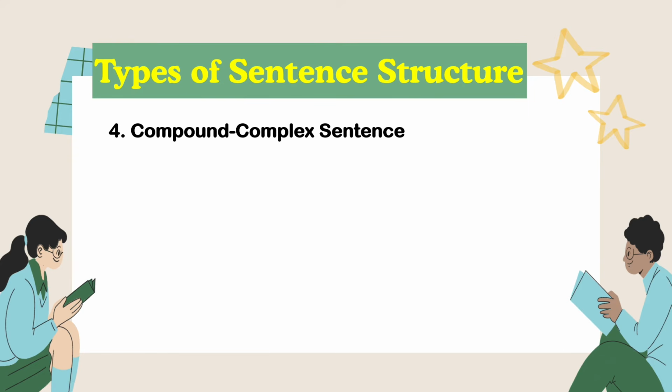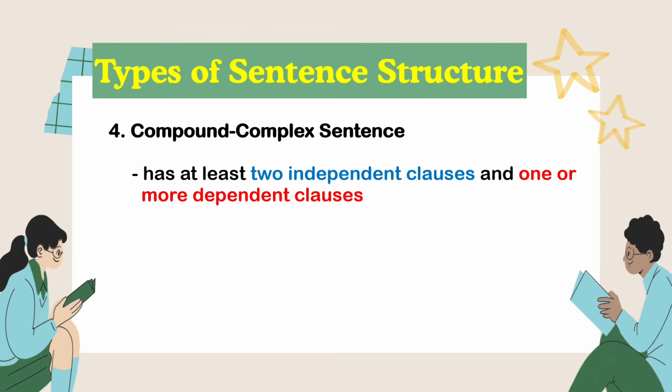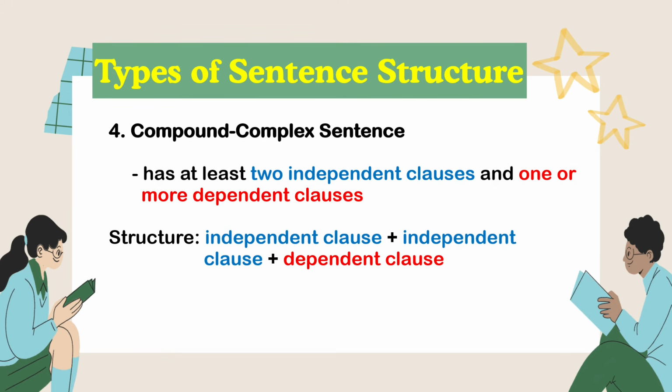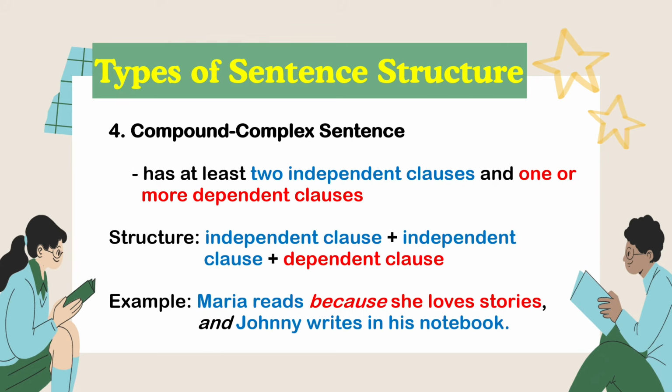And the last structure is compound complex sentence. A compound complex sentence contains at least two independent clauses and one or more dependent clauses. The structure of a compound complex sentence is independent clause plus independent clause plus dependent clause. But remember, you can change the positions of the clauses. For example, Maria reads because she loves stories, and Johnny writes in his notebook.